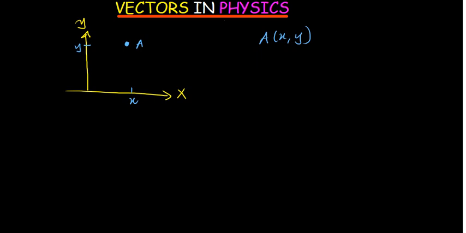So you can represent A as a vector. Now you're going to draw a line starting from the very middle, which is the point (0, 0), and then you're going to join it as a straight line like that.